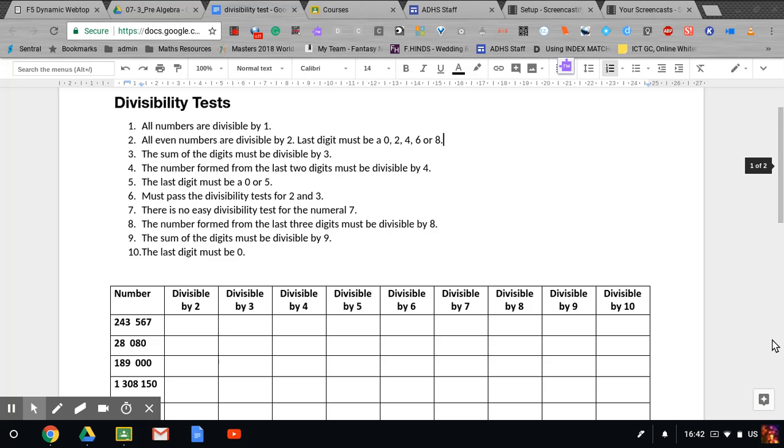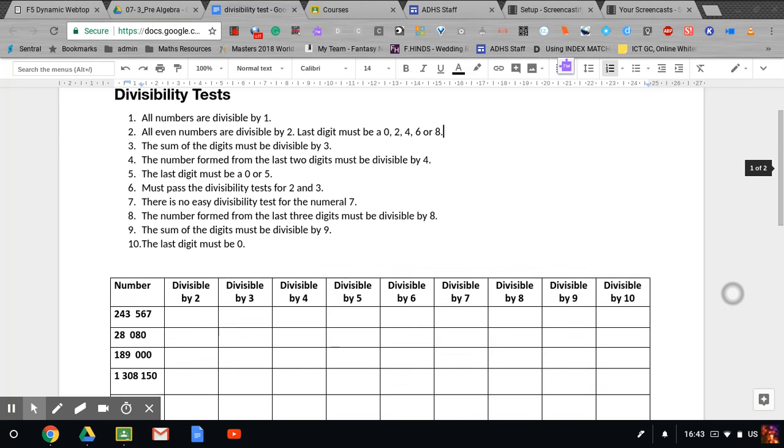8, the number formed from the last 3 digits must be divisible by 8. So that's the hundreds, the tens, and the units. When you put them together, you need to see whether 8 goes into them, which is not as easy as some of the others, but it still works for big numbers. 9, the sum of the digits must be divisible by 9. So it's like the divisibility by 3 test, but this is divisibility by 9. And 10 is really easy. If it ends in a 0, then it must be divisible by 10.